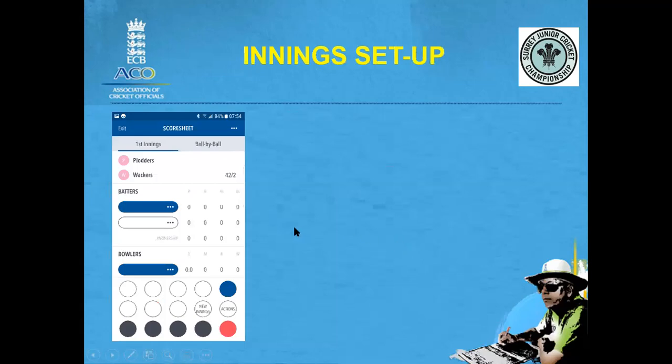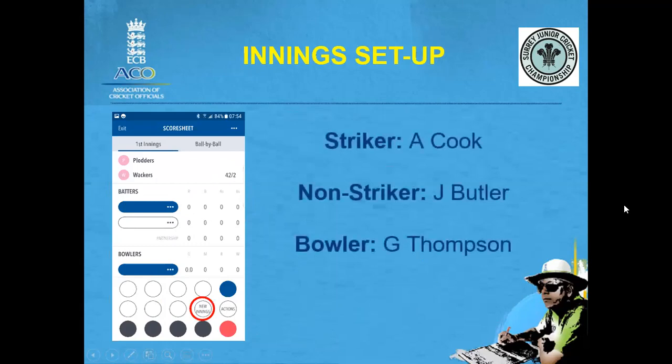And what we should see on our screen now is the total for the Whackers and relatively little information because it's sitting there between innings. When we're ready for the second innings, we click on the new innings button and we're prompted for the striker, the non-striker and the bowler, who are Cook, Butler and Thompson respectively.